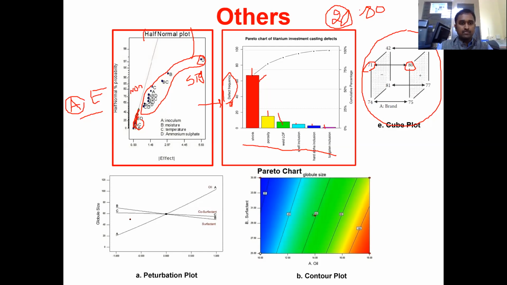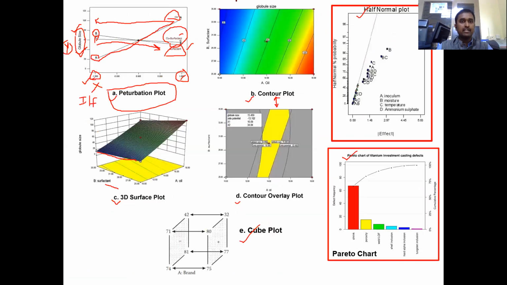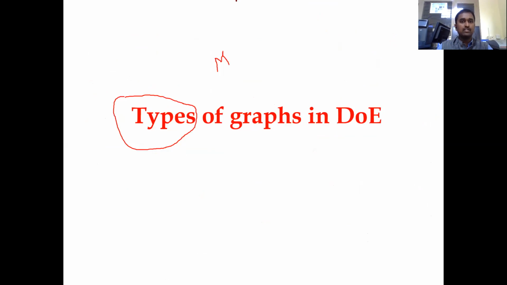Then there are the perturbation plots and the contour plots. These are the main plots one can see in the design of experiments. If you know these graphs, you can interpret them. And when you are doing a publication or writing a thesis, you can paste these graphs from the software and write some of the write-up related to these graphs under each heading.